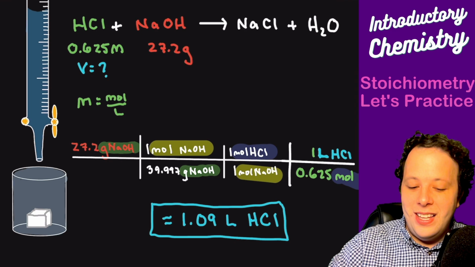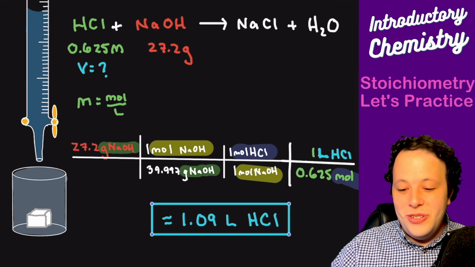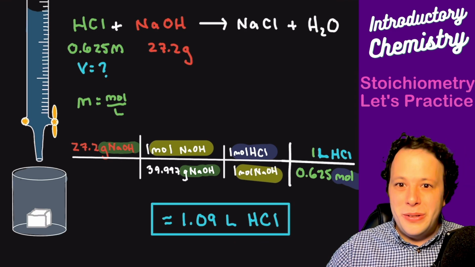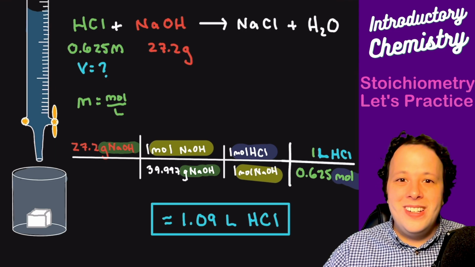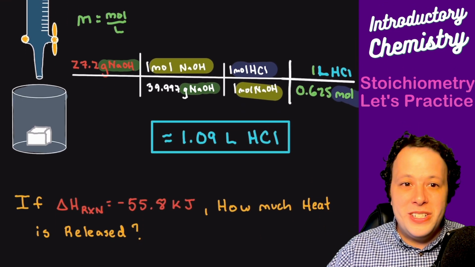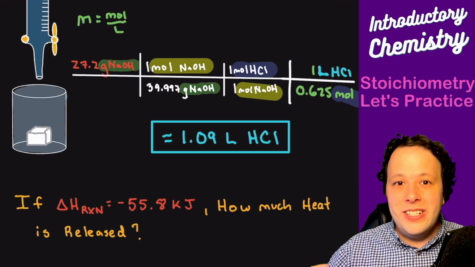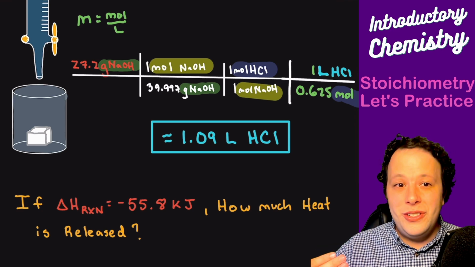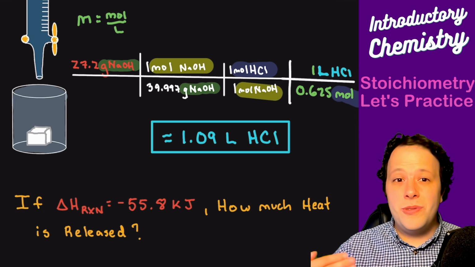That is a lot. That's a lot of acid to neutralize this base. So you would have to measure out over a liter. Now, let's do a follow-up problem to kind of show all the different types of problems you can have, which is if the delta H of the reaction is negative 55.8 kilojoules, how much heat is released?